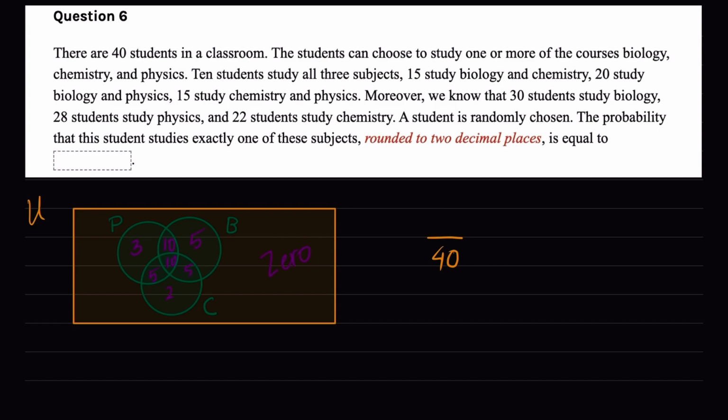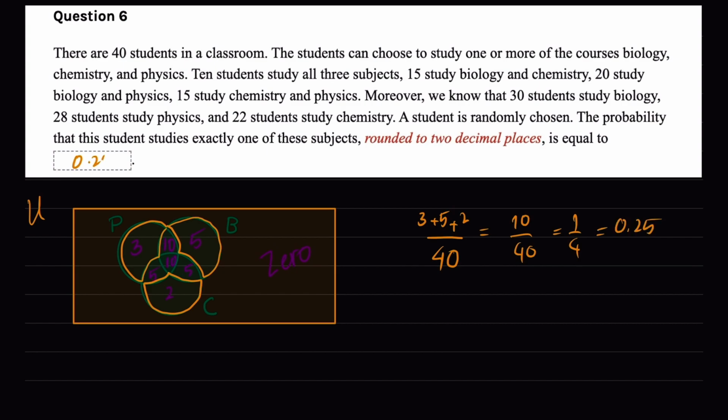Okay, studying exactly one subject means studying only physics, or only biology, or only chemistry, sorry. Only physics is this part, and there are 3 students there. Only biology is this part, and there are 5 students there. Only chemistry is this part, and there are 2 students there. So that is the probability, which is 10 over 40, which is a quarter, and then it becomes 0.25. So the answer that I expect you to type there is 0.25.